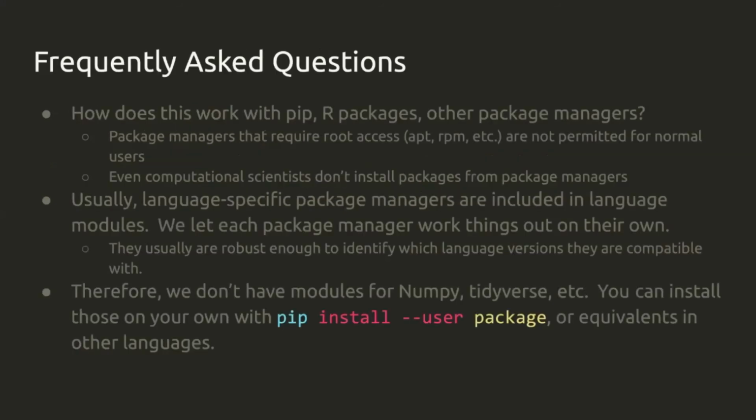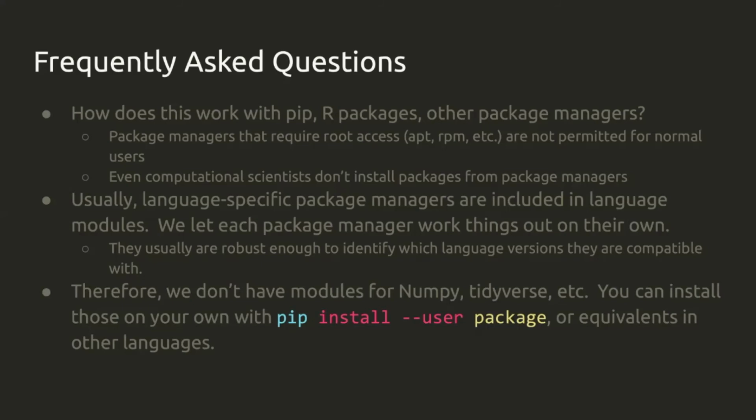I want to just briefly talk about some frequently asked questions. So a lot of folks are using different software libraries that they install with pip or R, and other package managers. And this extra module, environment module system can be a little bit confusing in that context. So first of all, package managers that require root access like apt or RPM are not permitted for normal users. I don't even get to install different RPM packages, even though I work here.